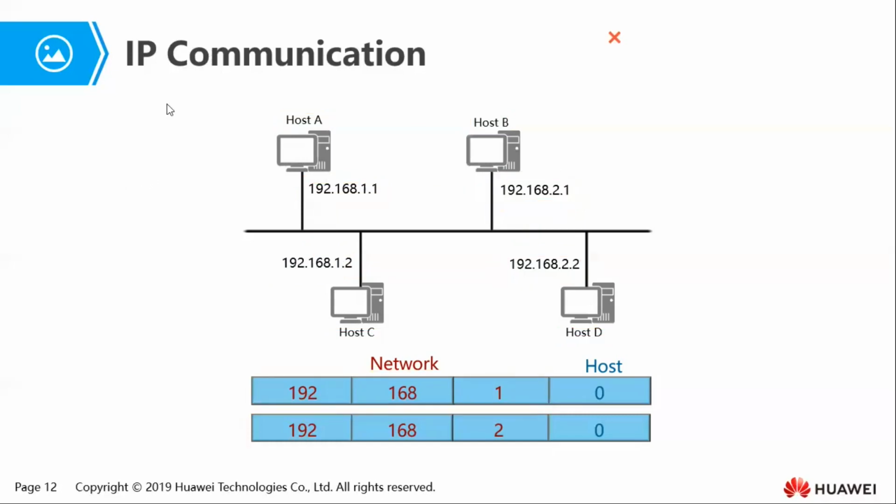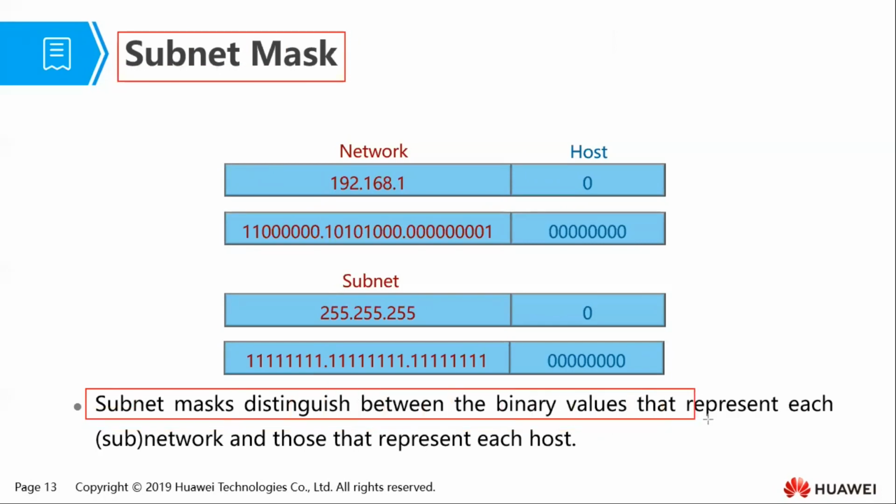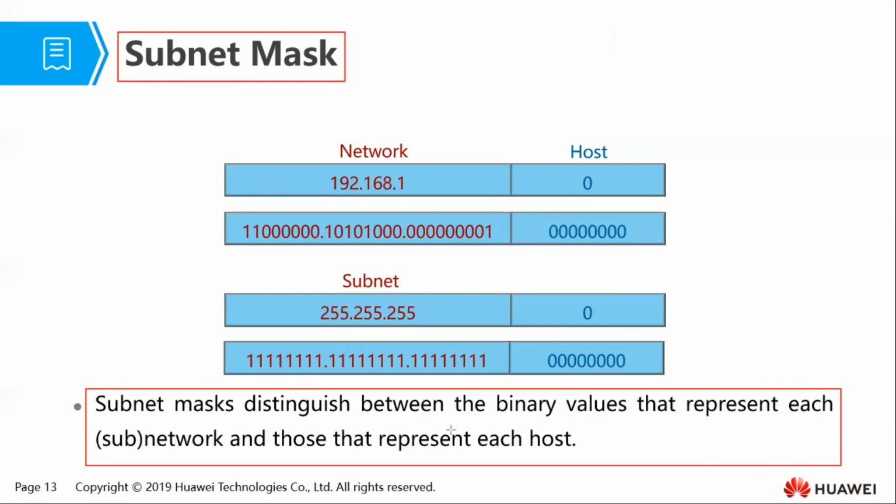And now, in this next slide, we should be able to know how. So we have what we call a subnet mask. The subnet mask is commonly used to distinguish between the binary values that represent a network and the binary values that represent a host. Now, for example, for a class C network, the default subnet mask for a class C IP address is 255.255.255.0. Now, these consecutive ones mean that this is the part of the IP address that represents the network, while the consecutive zeros mean that these are the parts that represent the host.